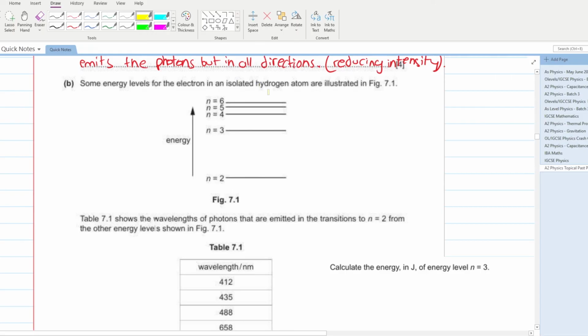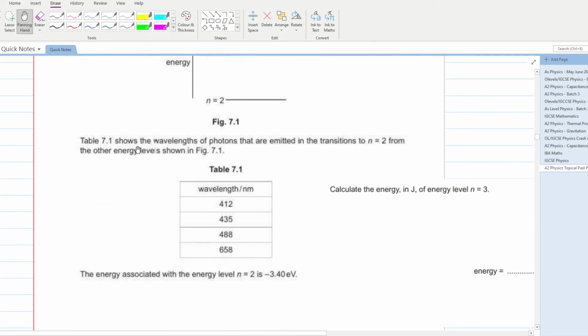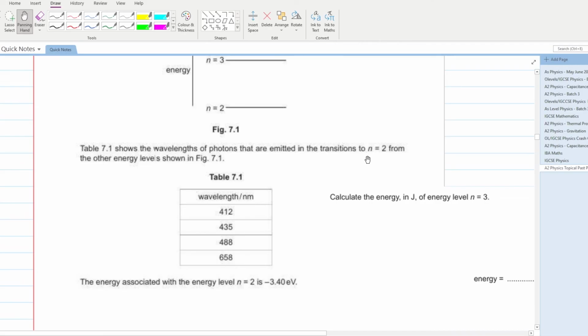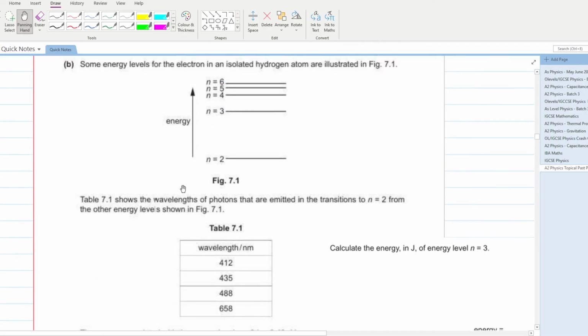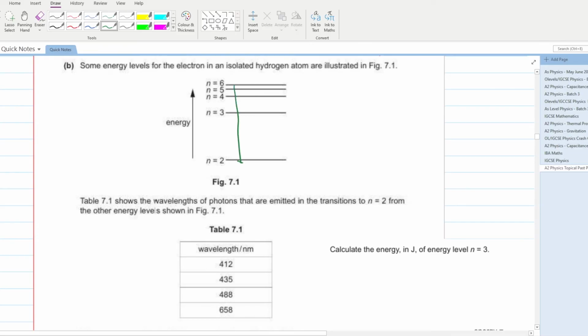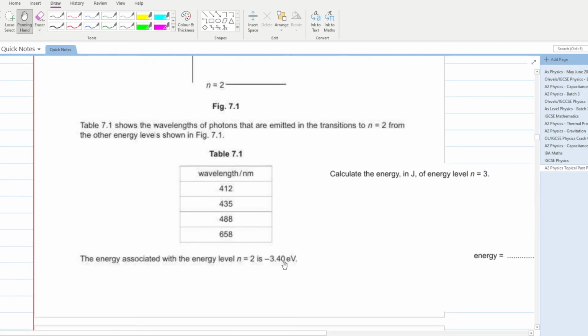Some energy levels for the electron in a hydrogen atom are illustrated in figure 7.1. Okay, so these are some energy levels illustrated for a hydrogen atom. Table 7.1 shows the wavelength of photons that are emitted in the transitions to n equals 2 from the other energy levels. Basically we are coming to 2 from all the energy levels, from 6, from 5, from 4, and from 3. So these are the 4 transitions that will happen: from n equals 6 to 2, 5 to 2, 4 to 2, and 3 to 2. So accordingly I should have 4 wavelengths and I have 4 wavelengths.